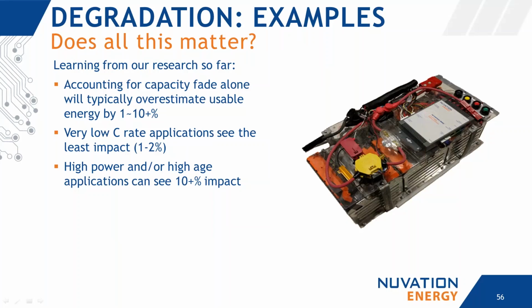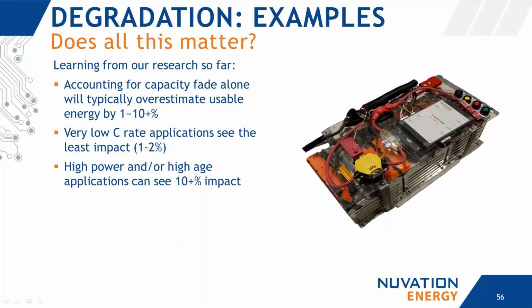So we can ask the question, does all this matter? We've looked at some cool graphs. Is this academic or is this practical? I'll try to summarize at a high level what we found from our research so far. Basically, if you account for only capacity fade in your state of health, if you don't look at power fade, you will typically overestimate the usable energy in your battery somewhere in the range of 1 to 10-ish%.